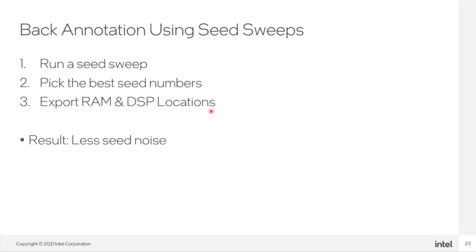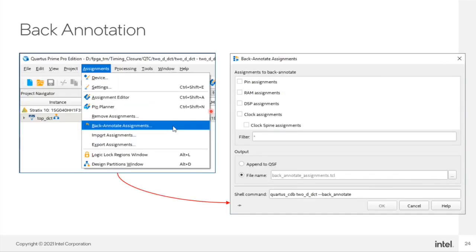If you have a fair number of RAM and DSP blocks in your design, what you could do is run a seed sweep on your design, even though it's not completed yet, and find where you get a good Fmax for your design placement, or the placement of the DSP and RAM blocks. And what you do at that point, after you've done a seed sweep and found a good Fmax, is go ahead and back annotate the placements of the DSP and RAM blocks.